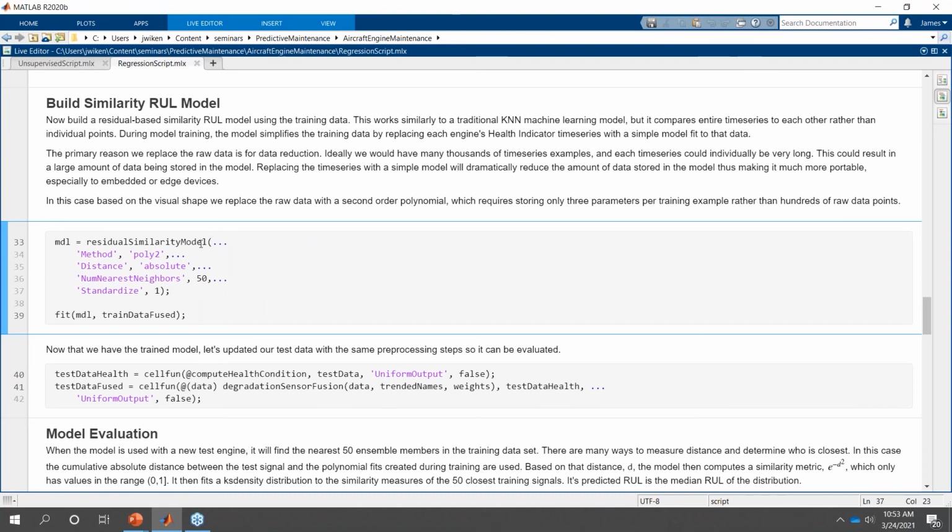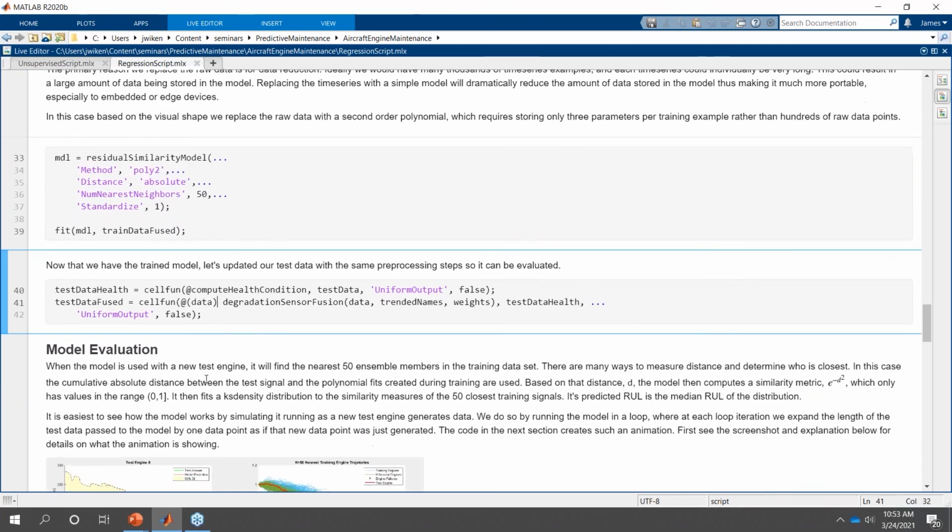Now, as you might imagine, storing a bunch of time series directly in a model would make it very heavy and clunky to work with. So we're actually storing an approximation of each of those time series. In this case, it's a second order polynomial approximation of each of the time series. All right, so we'll create that. We can fit the model and test to see how it performs.